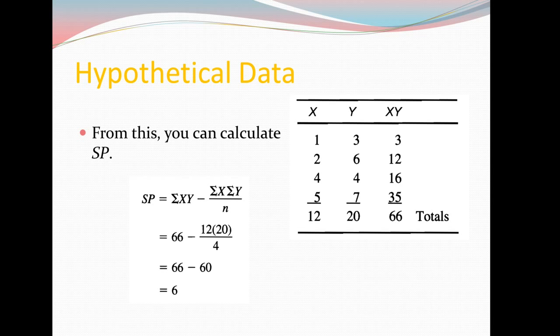The table already gives you the sum of x, the sum of y, and the sum of x multiplied by y. So you can literally just plug and chug those numbers. So you have the sum of xy is 66, and then the sum of x is 12, and the sum of y is 20, and the n is 4, because there's 4 rows there outside of the column totals. And so 66 minus 12 multiplied by 20 divided by 4, so 66 minus 60 will give you a sum of products of 6.